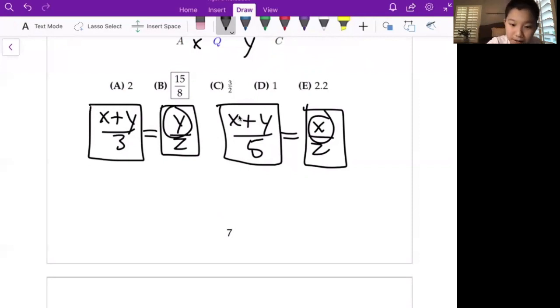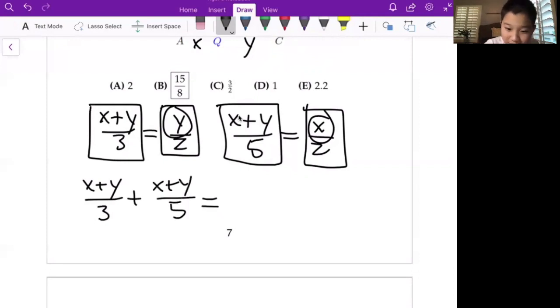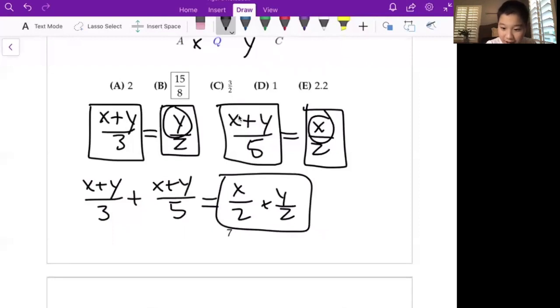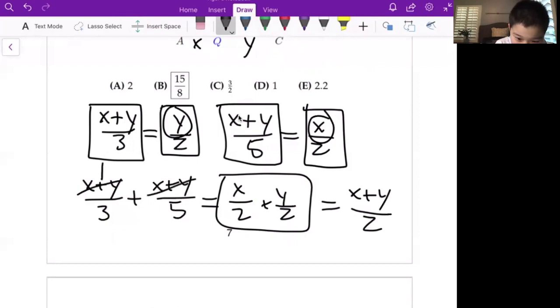Let's add them then. X plus Y over 3 plus X plus Y over 5, adding these 2 equations, equals X over Z plus Y over Z. Yep, you see this magic? This is just equal to X plus Y over Z. Now we can just cancel all those X plus Y's. This is 1, and this is also 1. So you get 1/3 plus 1/5 equals 1 over Z.